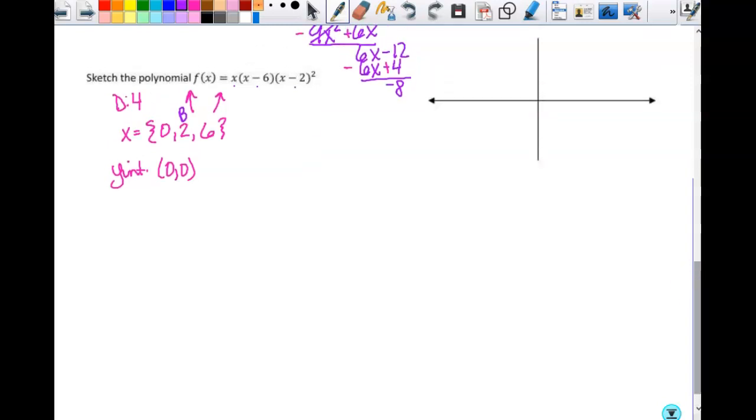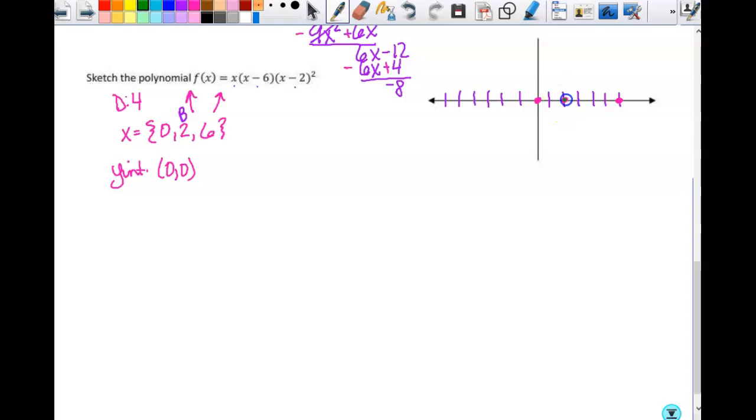So to put these on here, I've got to go to 6. So 1, 2, 3, 4, 5, 6. Oh, that was kind of bad there. You want them spaced out kind of evenly. It doesn't have to be perfect. There we go. And then 1, 2, 3, 4, 5, 6. I have zeros at 0, 2, and 6. And it's up, up, and I got to bounce at 2. So I'm bouncing right here.